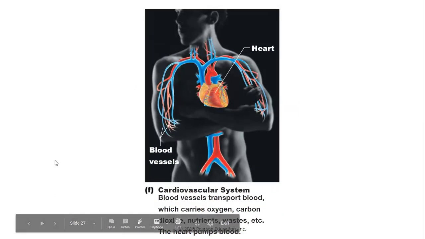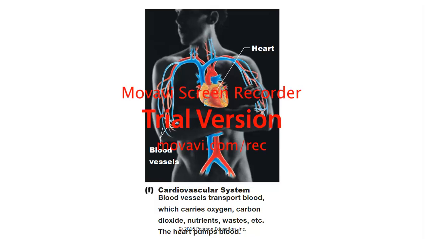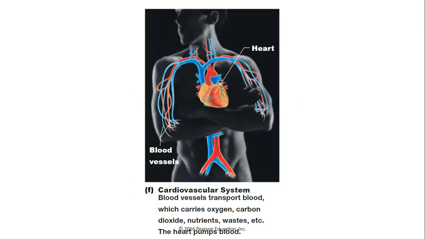All right, so the cardiovascular system. Blood vessels transport, like I said previously, oxygen, carbon dioxide, nutrients, and waste throughout the body. And the heart is the pump for the blood being transported. And again, the cardiovascular system is another one that we talk about in great detail in anatomy 2.